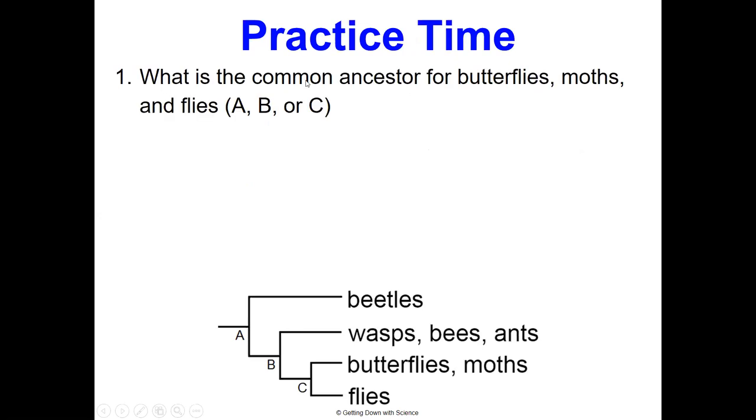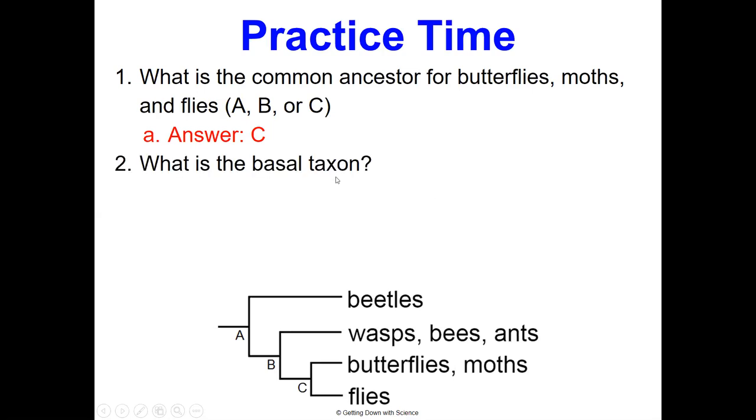So, what is the common ancestor for butterflies, moths, and flies? So A, B, or C. Which of those is going to be the common ancestor for butterflies, moths, and flies? The correct answer is C. Notice that is the closest ancestor that includes all three of those.